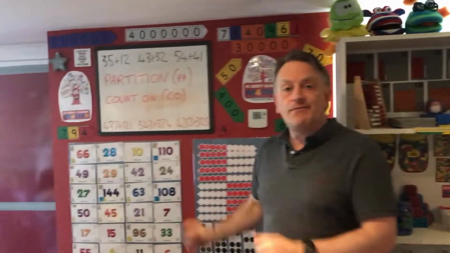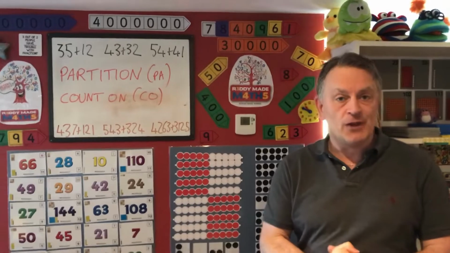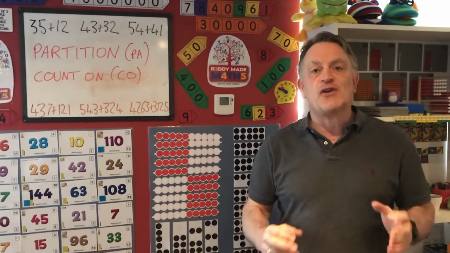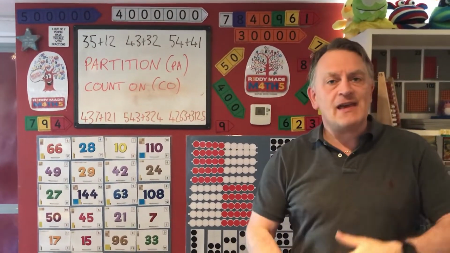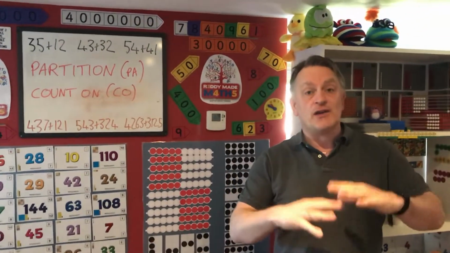These are the 2 most common strategies that you've probably been using over the past maybe 20 years or so, ever since the National Numeracy Strategy came out. These 2 strategies are, as we can see on the board, partition and count on. What we're going to do today is investigate both strategies together and then decide for ourselves, is it better to partition sometimes, is it better to count on, or does it not matter for certain calculations?